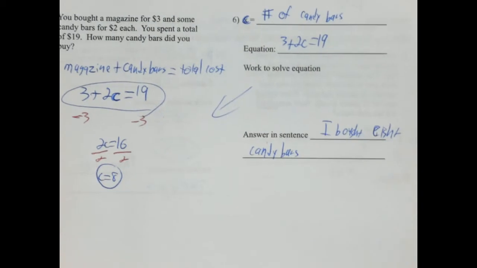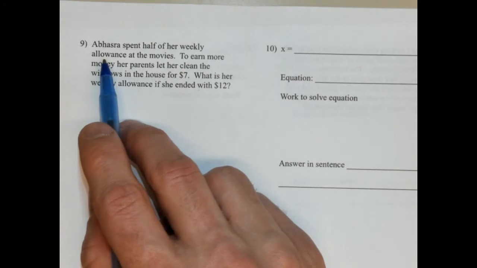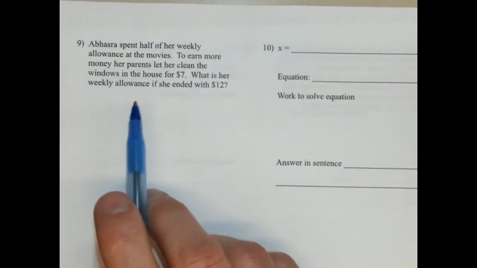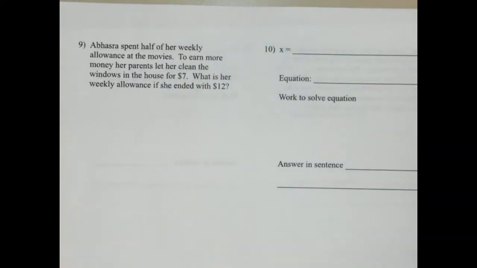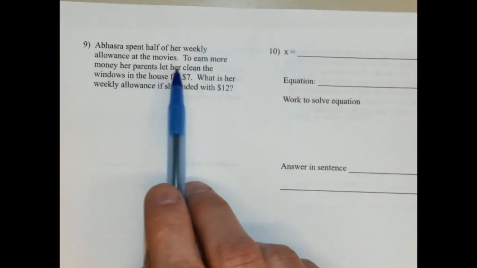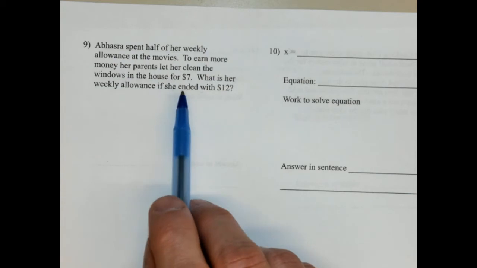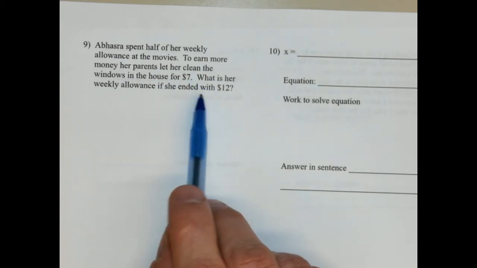Okay. Let's try another one. Let's go with this one. This is an interesting name. Absara, I think that's how you say it. Absara spent half her weekly allowance on the movies. Wow, a lot of money at the movies. To earn more money, her parents let her clean the windows in the house for $7. What is her weekly allowance if she ended with $12?